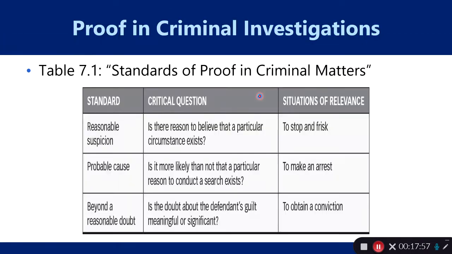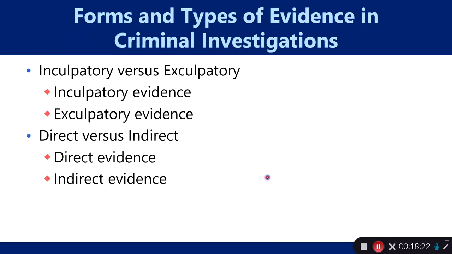Anyway, there's another table, just looking at this. If you need another study guide for standards of proof to make an arrest or conviction, make sure you remember that this is for searches too, for probable cause. And this gets into, is it more likely than not that a particular reason to conduct the search exists? I think this is from your textbook as well. I already talked about inculpatory versus exculpatory evidence, so I won't get into that too much.